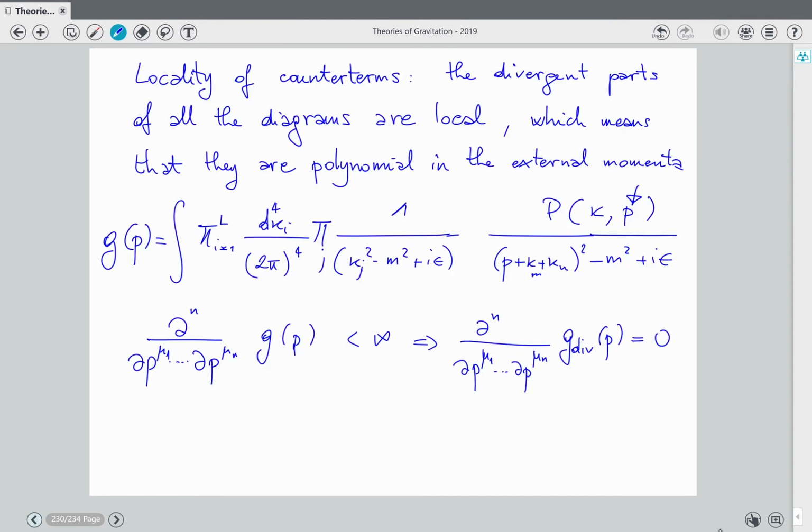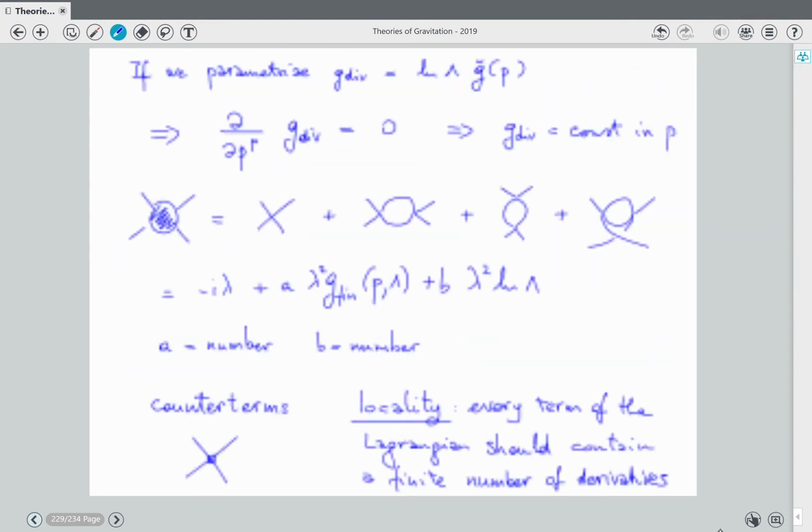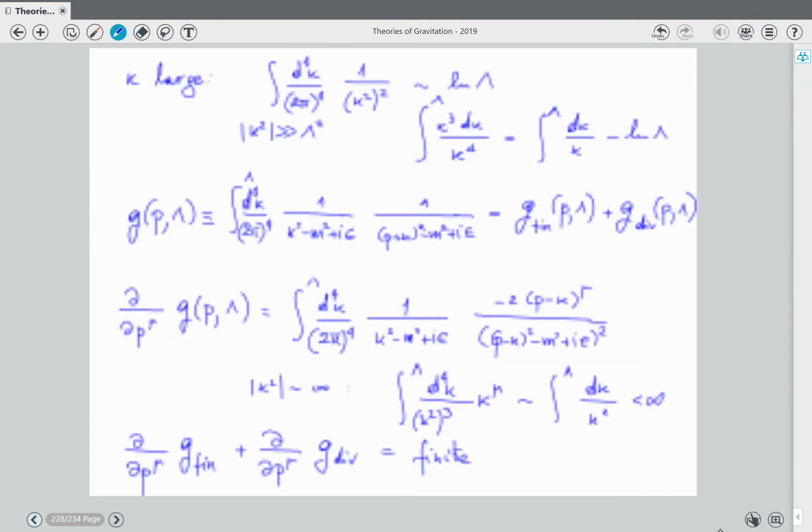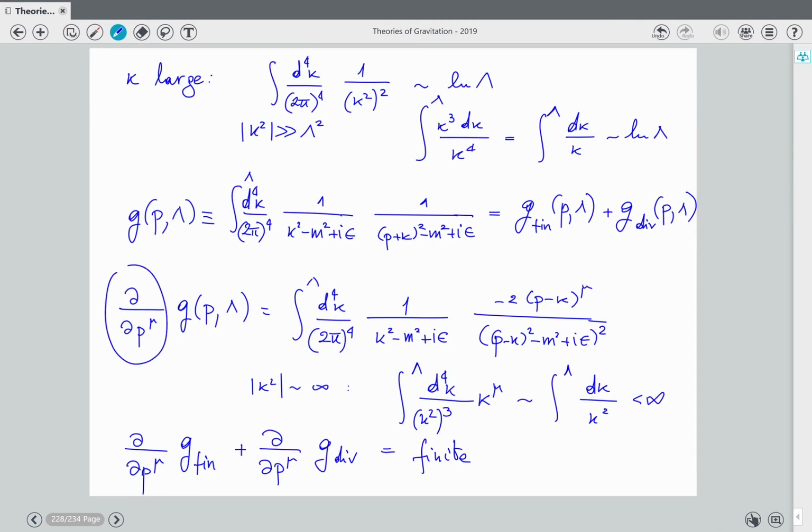The story is the same. Instead of differentiating with respect to P, differentiate with respect to a mass. And you will obtain something that's much more convergent because the masses are in the denominator. Since they enter the propagator, everything will become more convergent, and so after a certain number of derivatives with respect to the masses, you will get 0.